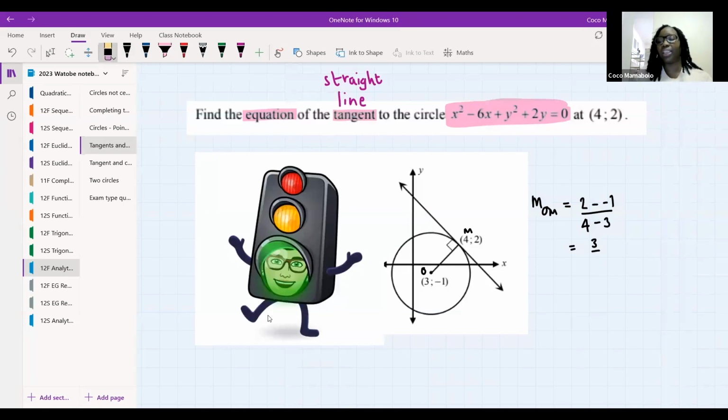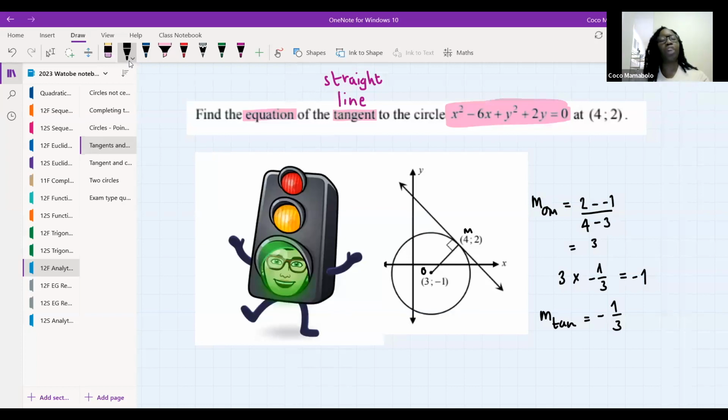All right, so my gradient of OM is 3, but I don't want the gradient of OM, I want the gradient of the tangent. So if the gradient 3 times something is equal to -1, we're just going to take the reciprocal of 3, which is 1 over 3, and make it negative. So the gradient of our tangent is equal to -1 over 3. Okay, yes, Farine, well done.